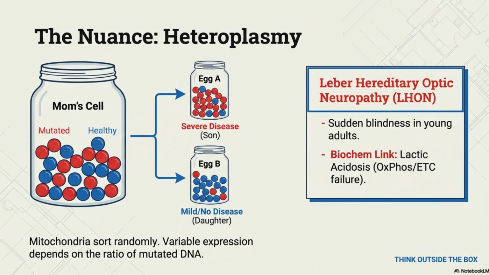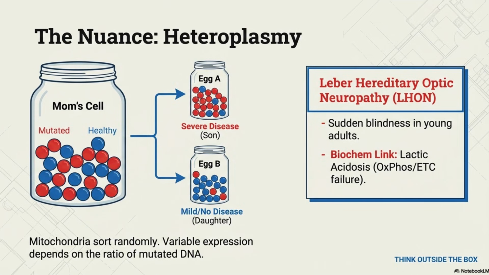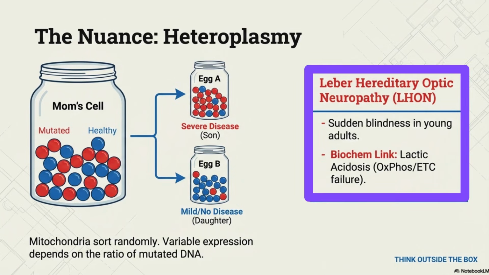If mom passes it to everyone, why is the son severely affected but the daughter only mildly affected? This is called heteroplasmy. Imagine a bag of marbles. These marbles are mitochondria. Some are red or mutated, some are blue or healthy. When the mother's cell divides to make the egg, the marbles are split randomly. Egg A might get 90% red marbles, or severe disease, and egg B might get 10% red marbles, mild to no disease. This explains the variable expression. A key example here is Leber hereditary optic neuropathy, which causes sudden blindness in young adults.